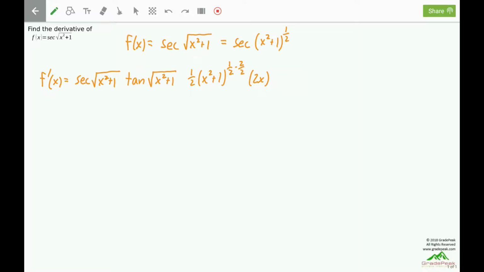It's a double chain rule. We have an x squared plus 1 inside of a 1/2 power and then inside of a secant. That requires a double chain rule.